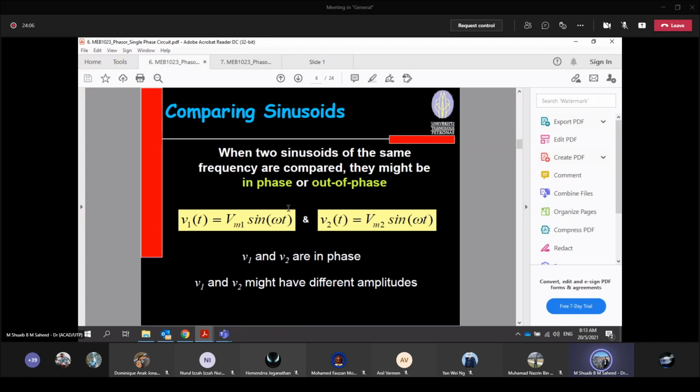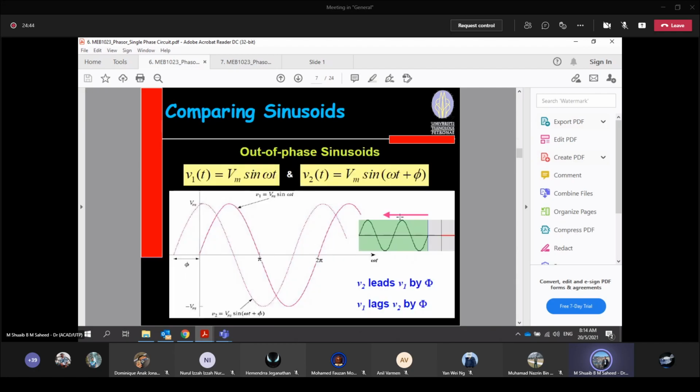So if you check the arguments and they are the same, we can say they are in the same phase, and there are some chances that the amplitudes are not the same. The Vm1 and Vm2 could be the same or they could be different, so that doesn't matter. The only thing that matters to know whether they are in phase or not is the omega t, the argument.